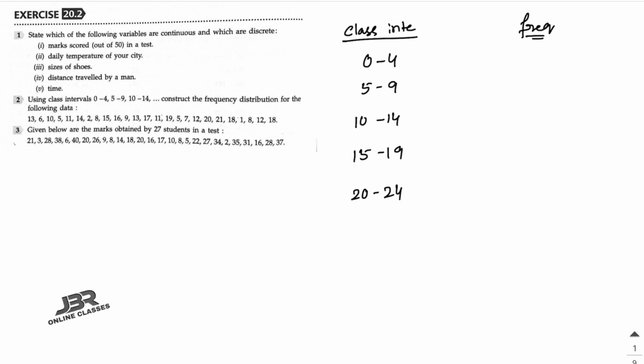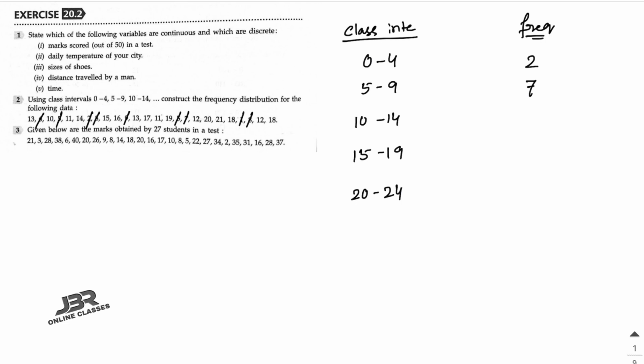So 0 to 4. First you have to find out how many numbers are there. So here 2 and then 1. So it means 2. Next 5 to 9. So 5 to 9, here 6, 5, 6, 5, 8, 9, 5, 7. Okay, total 7 numbers are there.